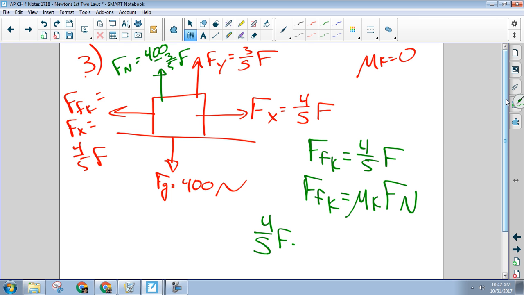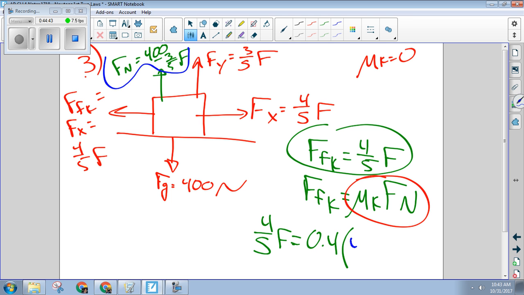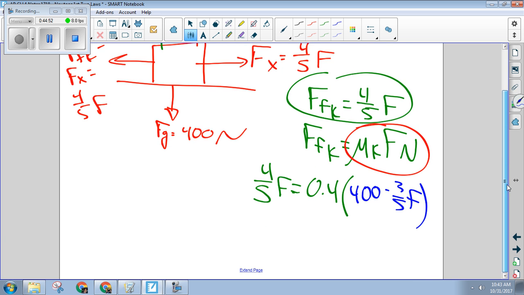Okay, so now I can do this. My force of kinetic friction, I know that it's 4/5 F from here, and I know it's mu k times Fn. So this has to equal mu k, which is 0.4, times my Fn, which is 400 minus 3/5 F. And then solve for F. It gives you, like I said, 153 or something like that, 154.